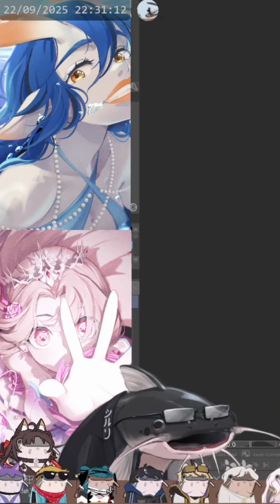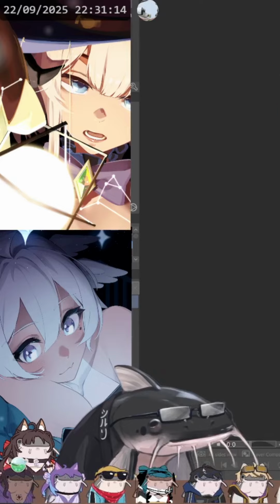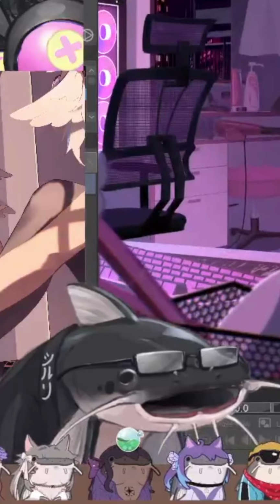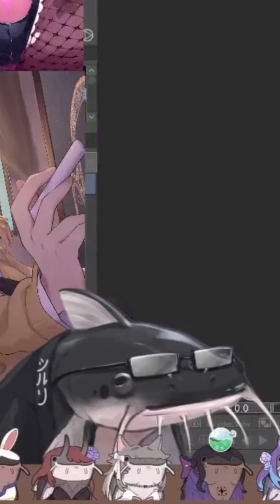There are a lot of advantages and disadvantages in 3D and 2D as well. It goes both ways. They have their appeals.